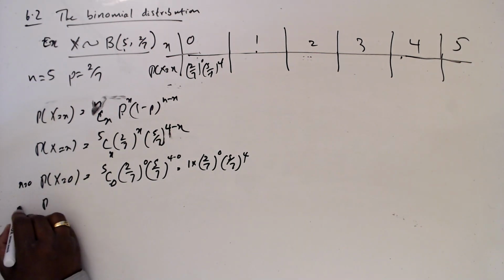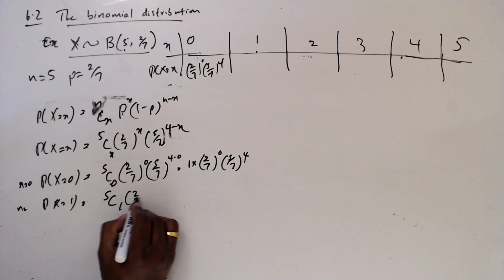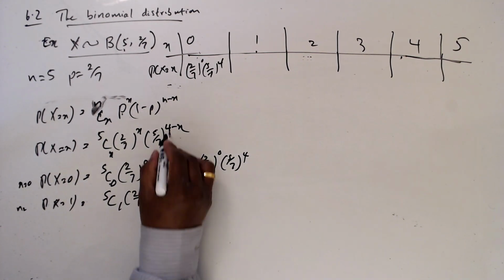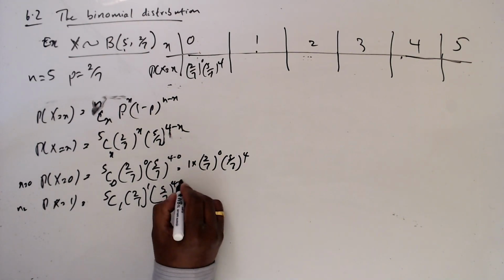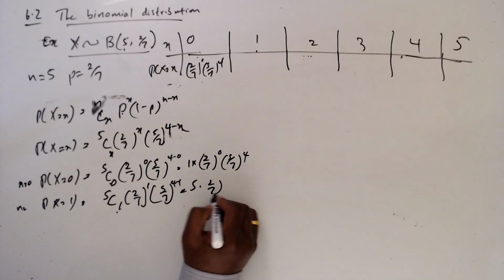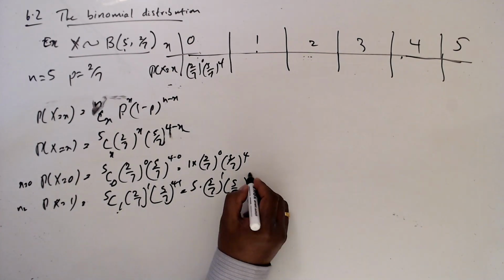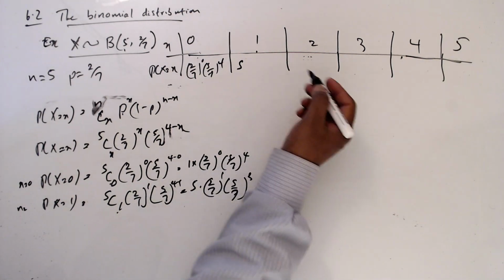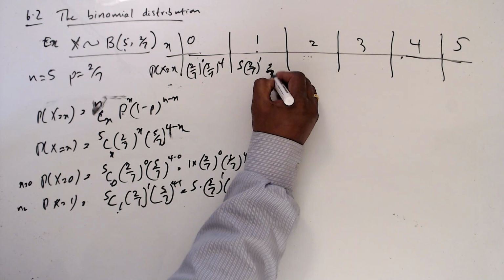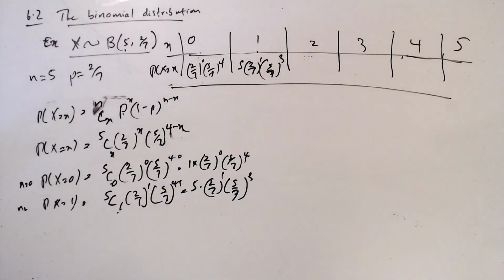Then P(X = 1) = 5C1 (2/7)^1 (5/7)^(4 − 1). So 5C1 is 5, (2/7)^1, and this is (5/7)^(4 − 1) = (5/7)^3. So then this is 5 (2/7)^1 (5/7)^3. So likewise you can write by using this.